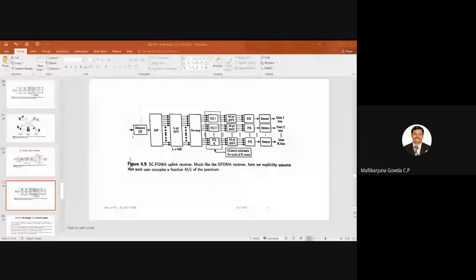So do you think anything is different here? Nothing, right? Only since I said multiple users, right? So more than one user is accommodated here. So K number of users will be there.